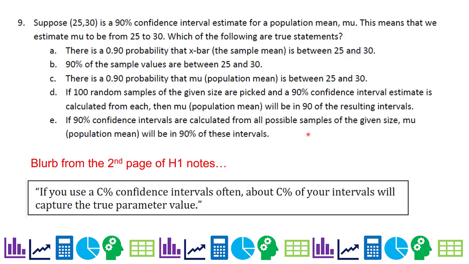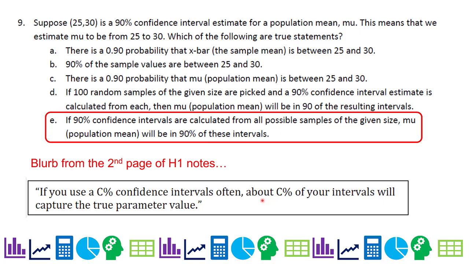If 90% confidence intervals are calculated from all possible samples of the given size, mu, the population mean, will be in 90% of these intervals, all right? So that one's a little closer to the blurb. Go ahead, this should go on your cheat card. This is something you are expected to understand to interpret. So E is the correct answer.